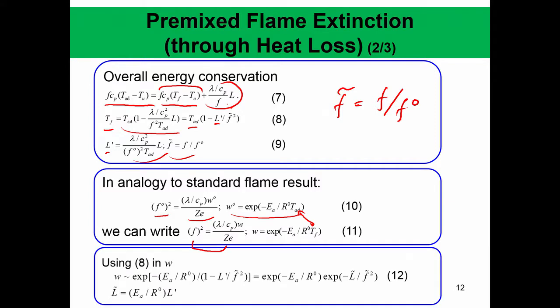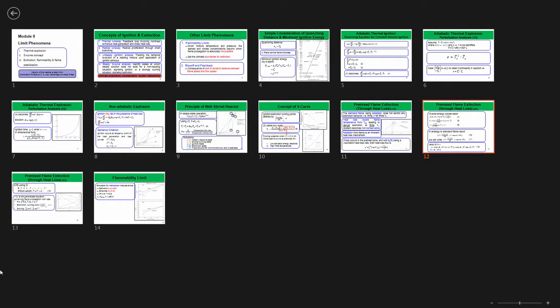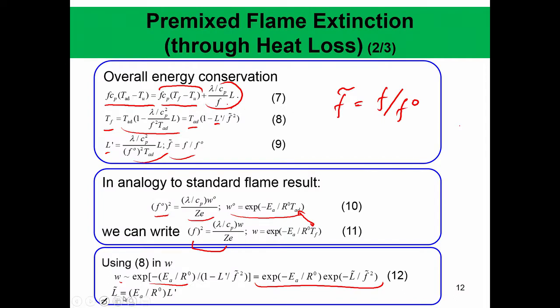So we say that essentially the same functional dependence holds, and we only change the temperature. Then we can write this W in terms of these heat loss parameters in a manner that it is essentially equal to this. You can just do the analysis, it's not at all complicated, it's quite straightforward. And this L tilde is essentially equal to this quantity here.